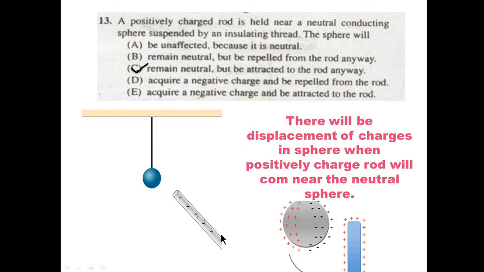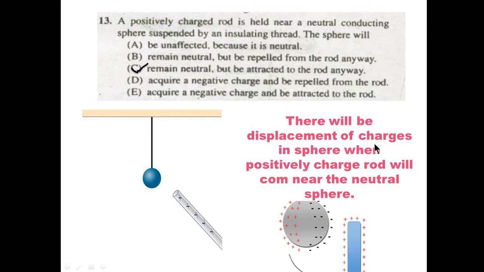When a positively charged rod is held near this sphere, which is initially neutral, there would be a separation of charges in this neutral sphere. The positive charges will be repelled by the rod and move towards the left corner, and the negative charges will be attracted by the positively charged rod, so they will move to the right corner.